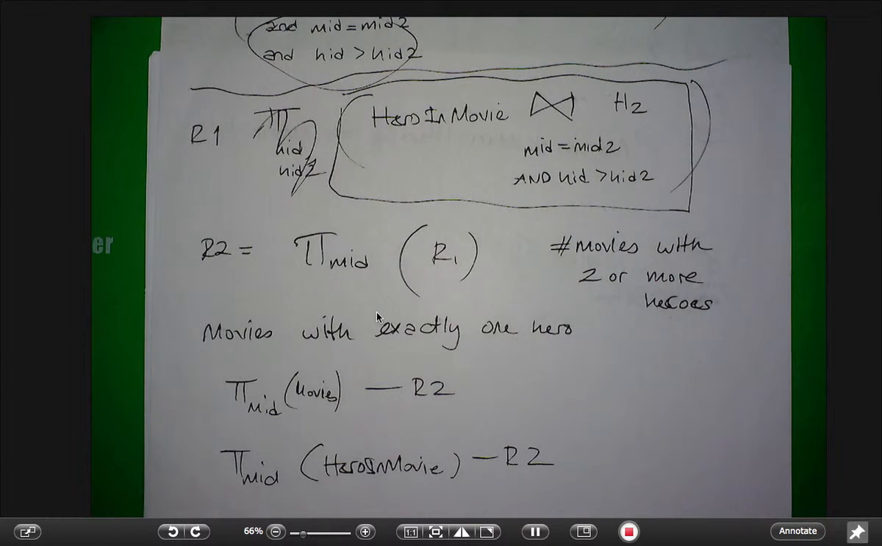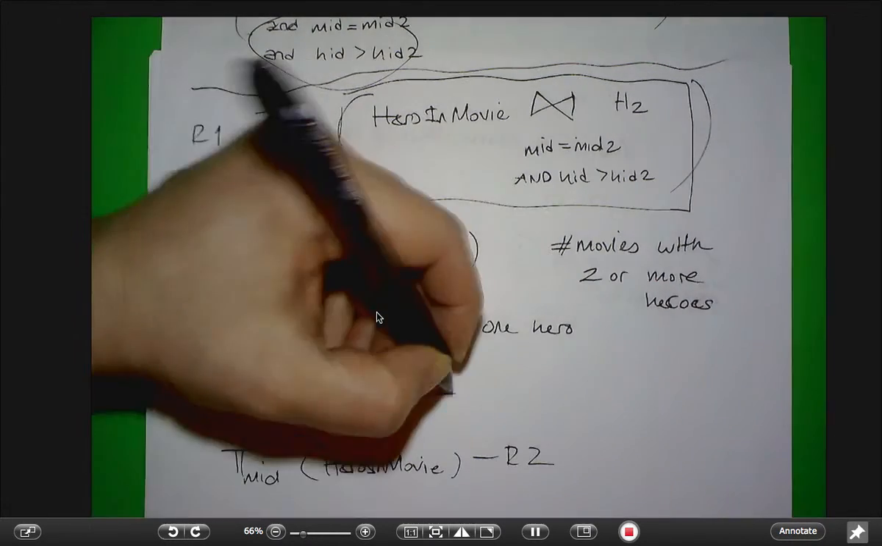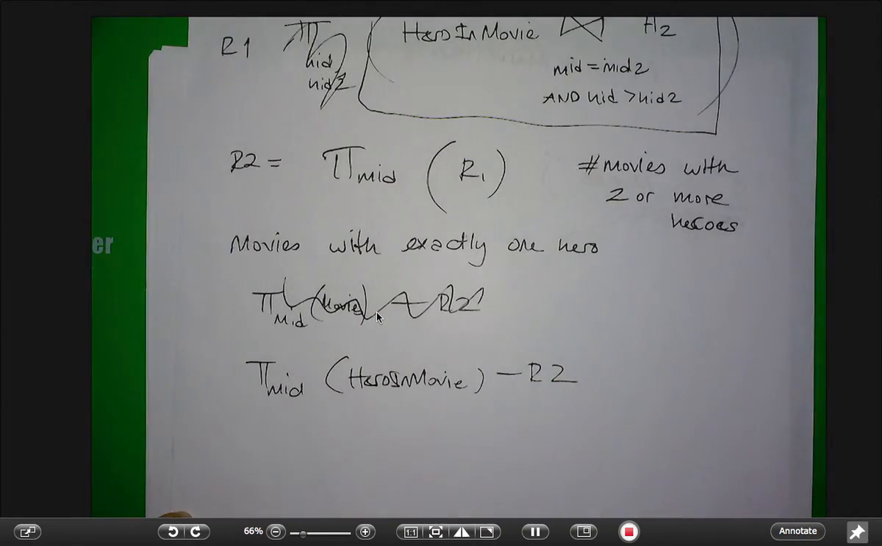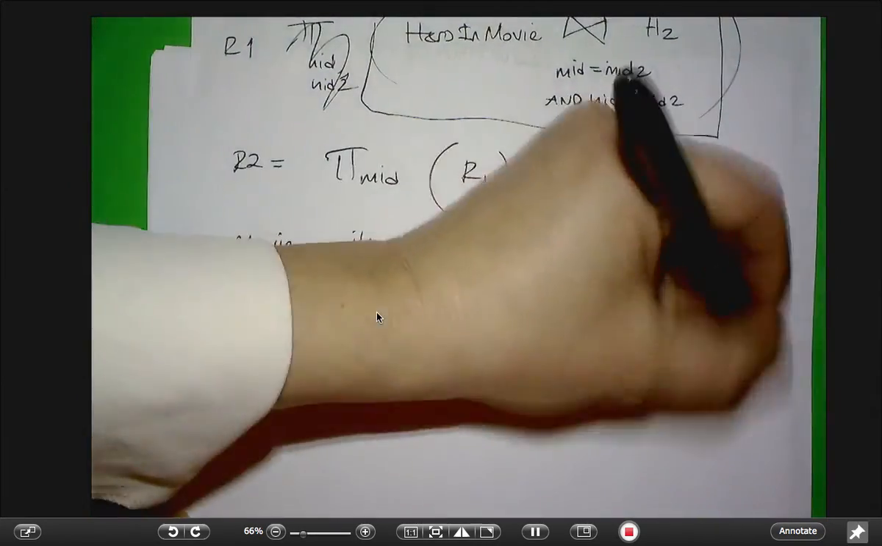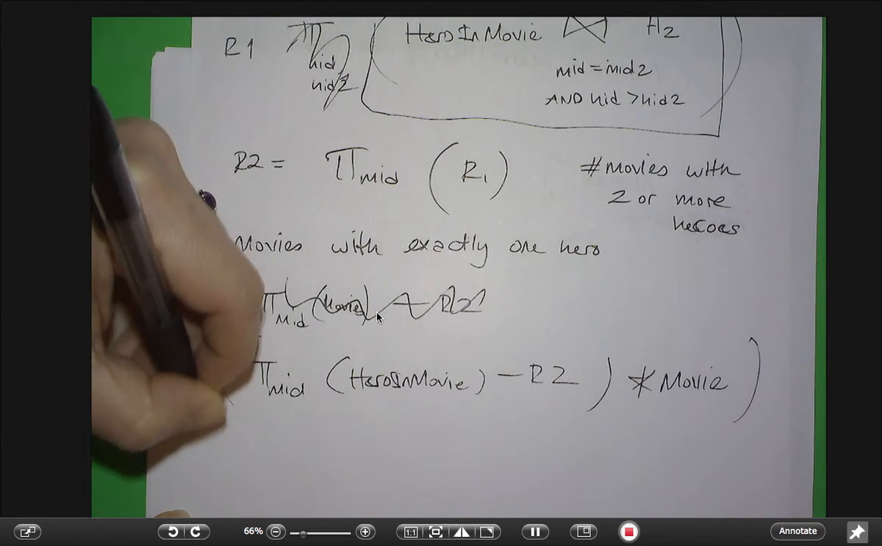Can they be different? You don't really know the rules, but is it possible to have a movie with no heroes in them? If you want to make sure that there's at least one hero in it, then you should use this one, right? It depends on how your database is designed. Now if you wanted to return the name of the hero, you actually join back with movie and then project the movie name.